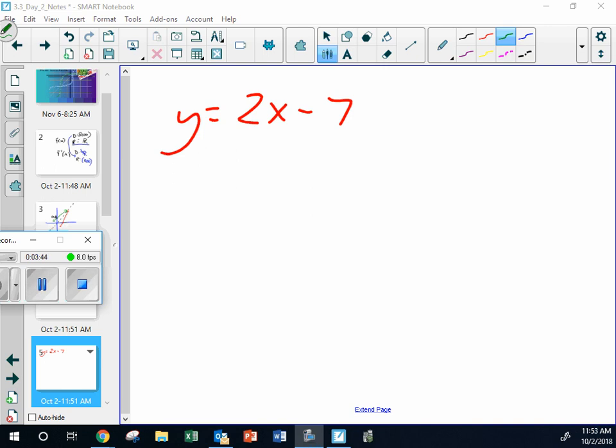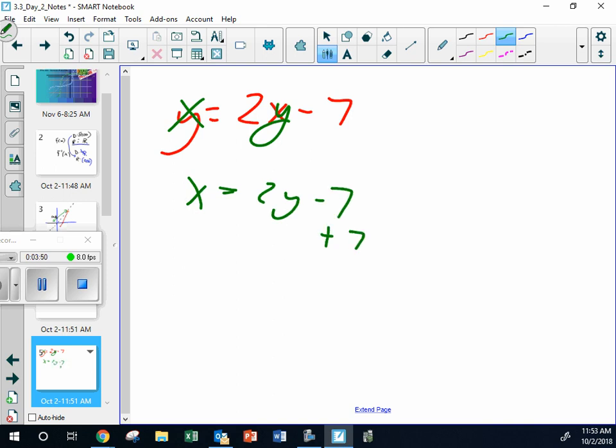Okay, so you should have said x equals 2y minus 7 and then solved it. Add 7, x plus 7 is equal to 2y. Divide by 2. Here's where you could do it 2 ways. I suggested yesterday you divide them separately by 2, but you didn't have to. You could have divided it all by 2. And there's your answer. Now, how do I know that's its inverse?